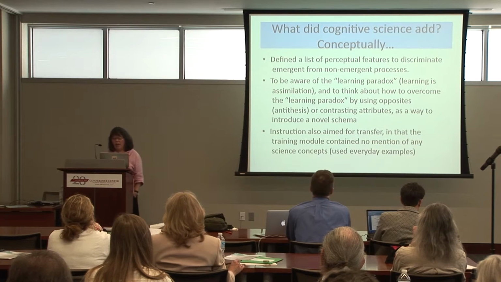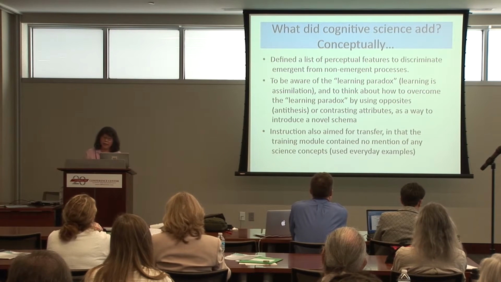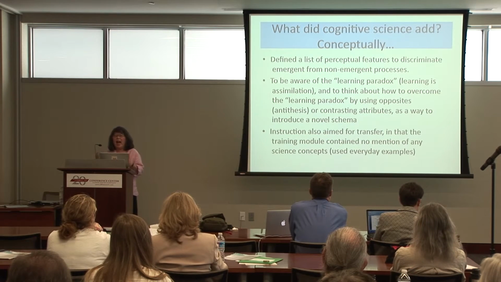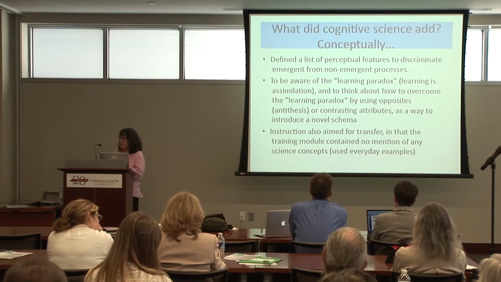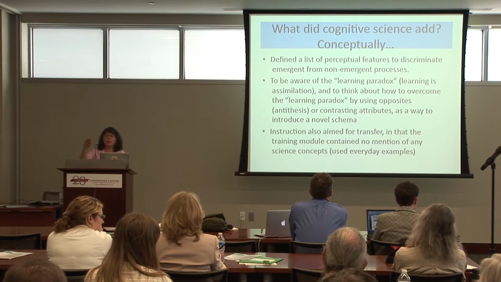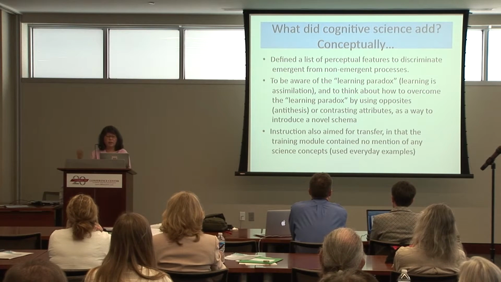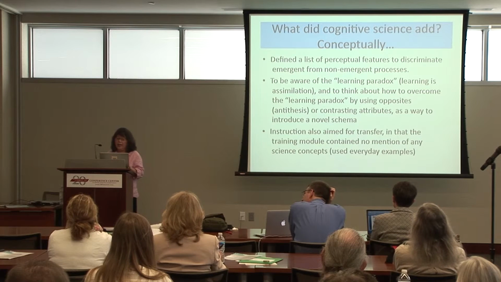Another contribution of cognitive science, I guess, is the idea of the learning paradox. Carey wrote about this. The learning paradox means that we basically learn by assimilating to what we already know. So if that's the case, how do you teach somebody something completely new? The idea we used here was to use contrasting attributes. That is, if you assimilate, this is what you think you know, what's the opposite of it? And that's how we developed this new schema. And of course, our instruction aimed for transfer, and the training module contained, as I said before, no science concept.